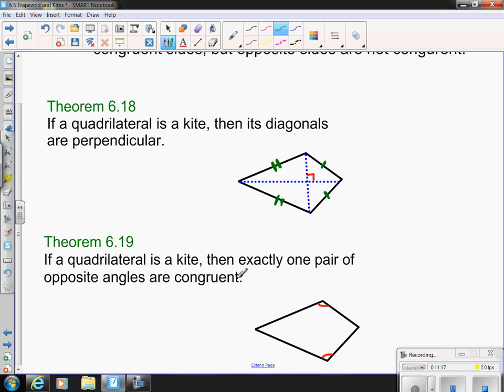If a quadrilateral is a kite, then exactly one pair of opposite angles are congruent. These angles will be congruent. These angles are not going to be congruent.